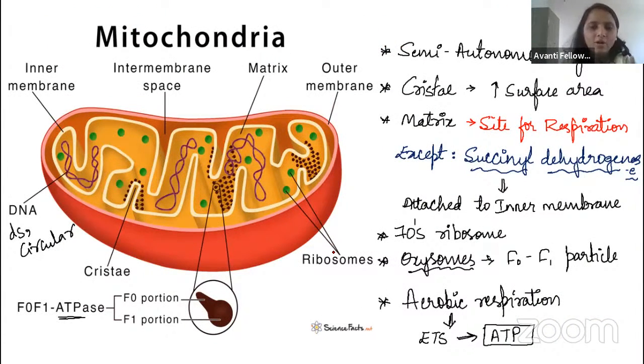We have the two semi-autonomous organelles, right? Why are we calling it semi-autonomous? Because the mitochondria has its own DNA and its own ribosome, its own protein synthesis machinery, right, guys? But all the proteins necessary for the mitochondria will not be synthesized in the mitochondria only. Some of the proteins and some of the enzymes will be synthesized from the nuclear genome. So that is the reason we call it semi-autonomous.